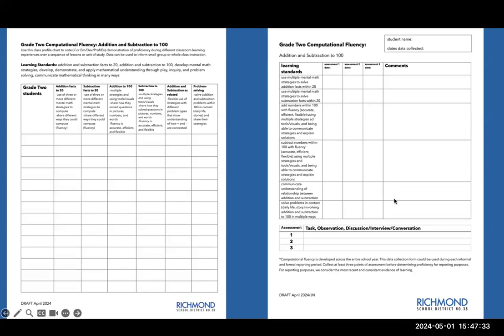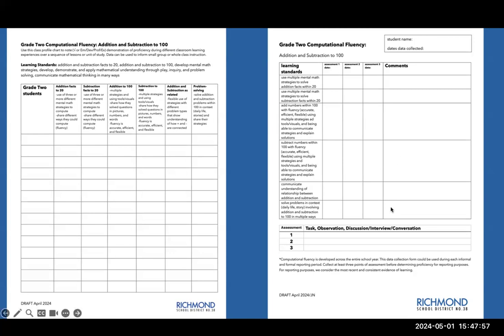And then the second document here is just for one student. So it's student specific. And again, computational fluency is something that develops over the whole school year. So you might do one of these each term for a student to track their progress. And you might choose some assessment tasks each term that you're going to use for assessment purposes, and then to evaluate when you write report cards.